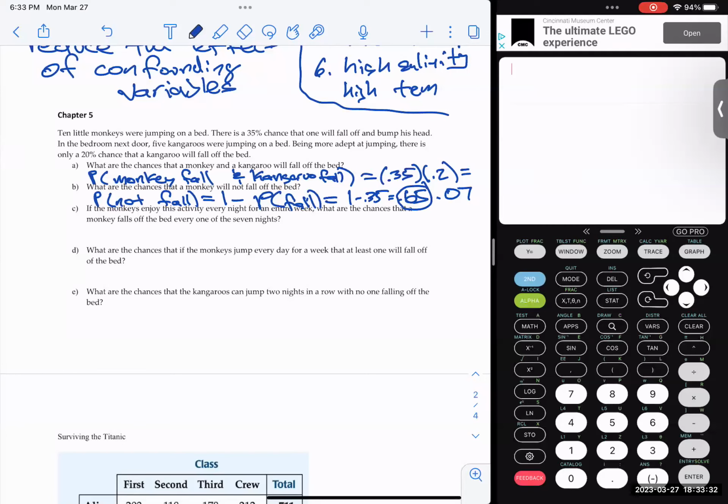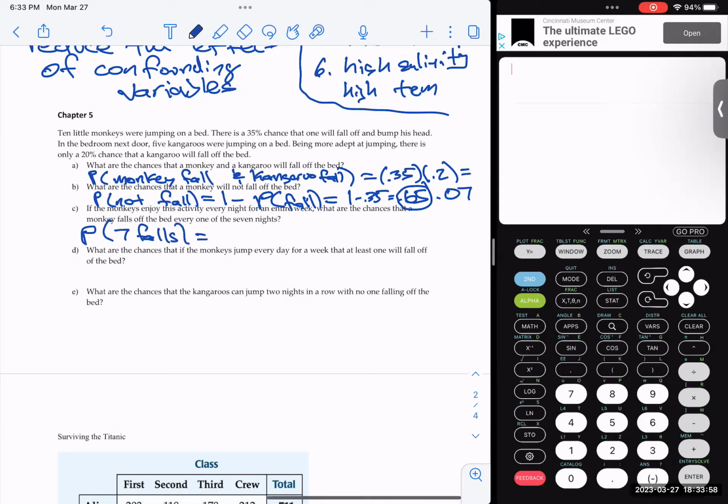If the monkeys enjoy this activity every night for an entire week, what are the chances that a monkey falls off the bed every one of the 7 nights? So there's only a 35% chance that one's going to do it each night. So how do we figure it out for every single night? What do we think? Yep. And we were able to do that because they're independent. So you're exactly right. I'm going to say 7 falls.